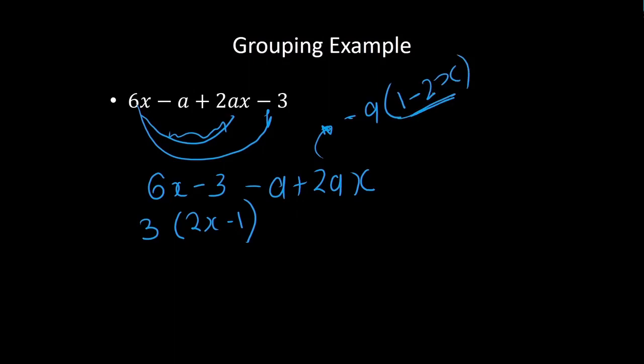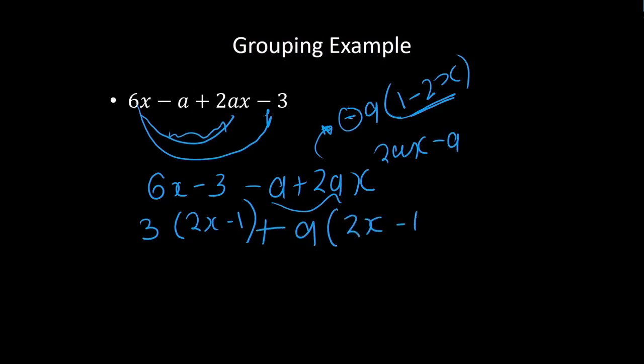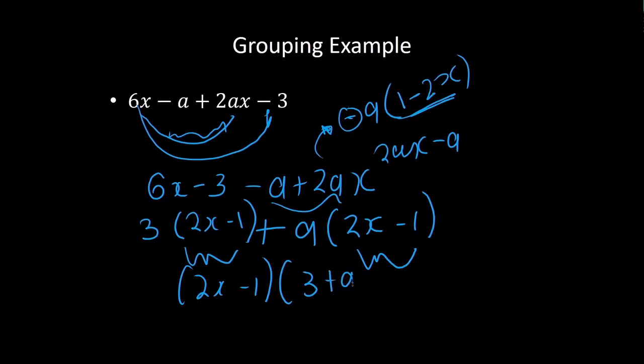So now I'll have to do one more step, change the sign in front to positive, and then my bracket's going to swap around. However, in the first step, if we simply rearrange these as 2ax minus a, we can clearly see we can take out positive a as a common factor between those terms, and we'll be left with 2x minus 1. So now you can see my common bracket. So I pull out 2x minus 1 as my common factor, and I'm left with 3 plus a.